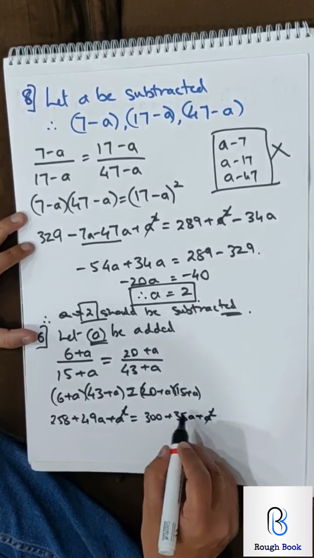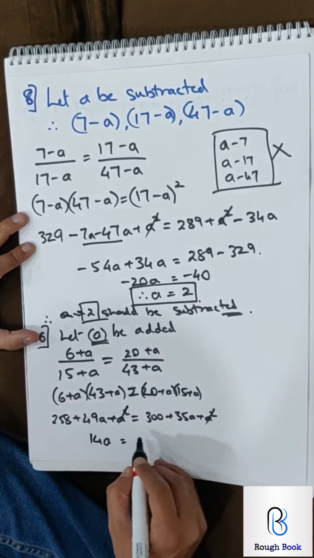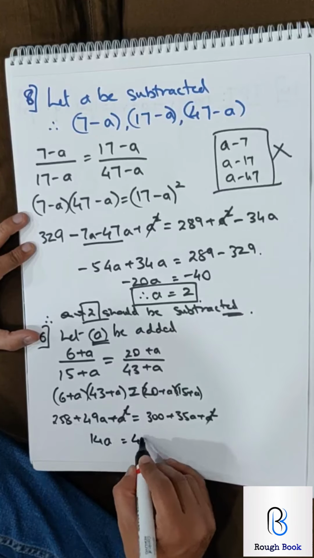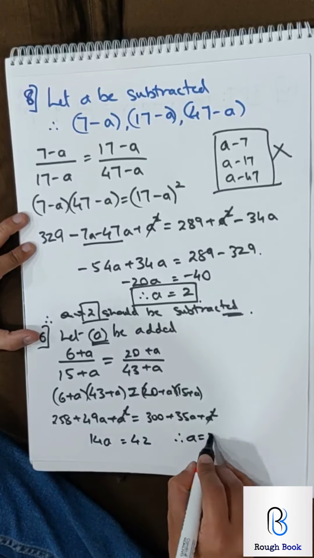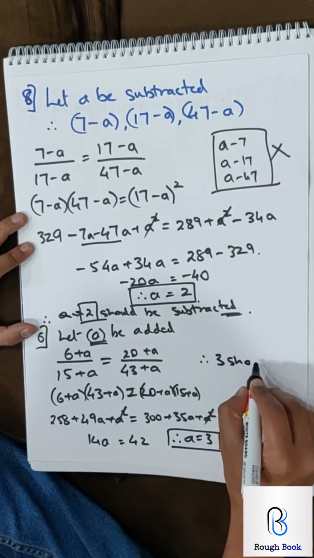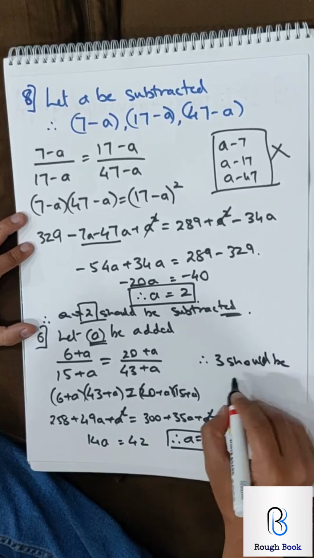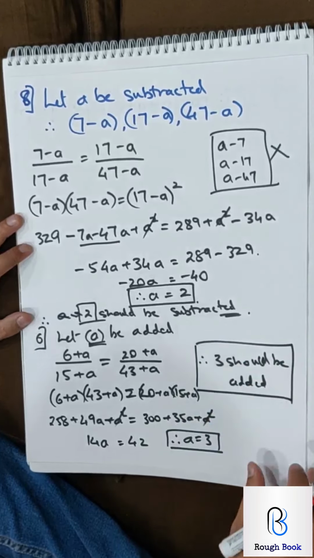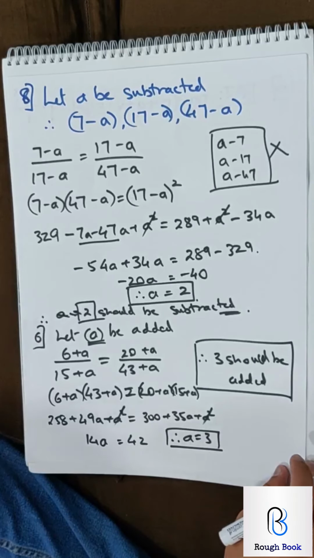Again a square gets cancelled. 35 comes here, so 14a. 300 minus 258, so should be 42. So therefore my answer for a should be 3. Final answer, therefore 3 should be added. Please see to it you write this final answer, otherwise you will have 1 mark deducted straight away.